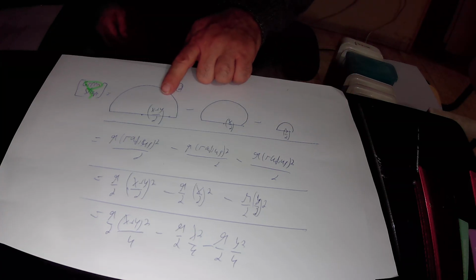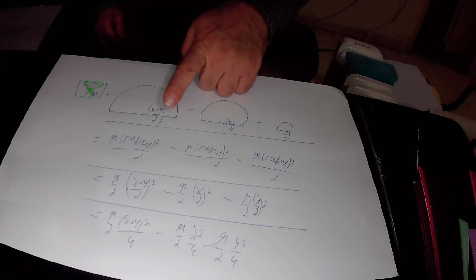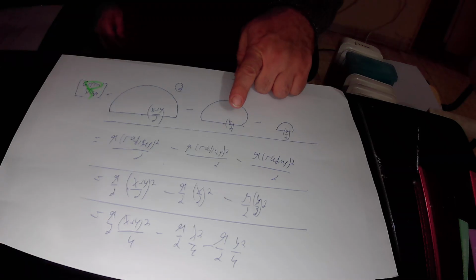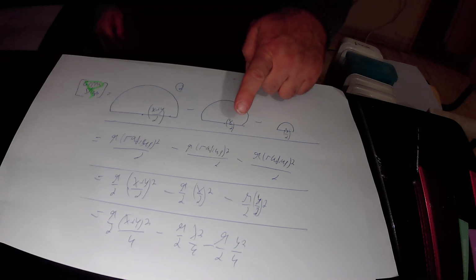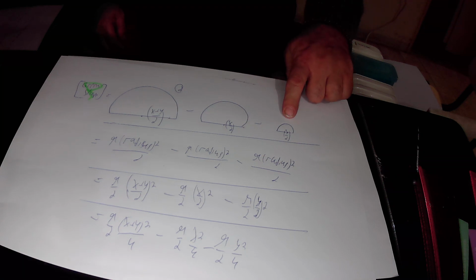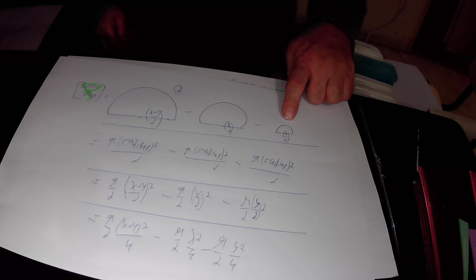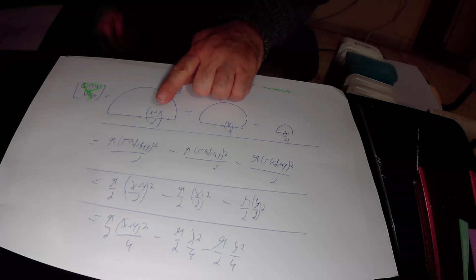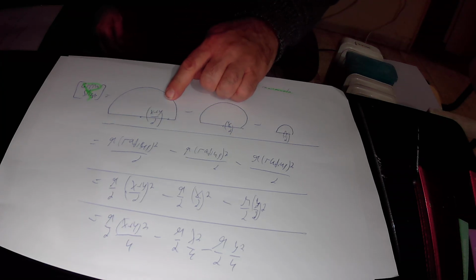Therefore, the area of this biggest semicircle equals pi times the radius of the semicircle squared over 2. Likewise, the area of the medium semicircle equals pi times the radius of this medium semicircle squared over 2. And finally, the area of this smallest semicircle equals pi times the radius of this smallest semicircle squared over 2. So here we have pi over 2 times the radius squared.